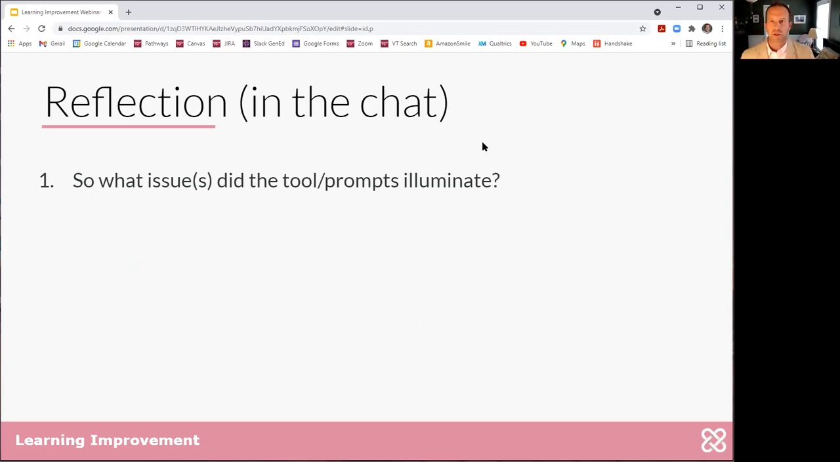What issues did this illuminate for you, simply having some prompts, as opposed to the trap I set, which is jumping straight to fixing it? What questions do you have about what is really going on here to help someone move forward? What issues did walking through these illuminate?